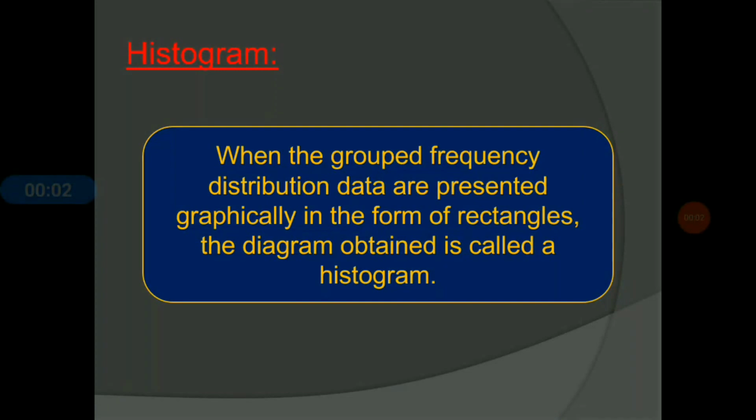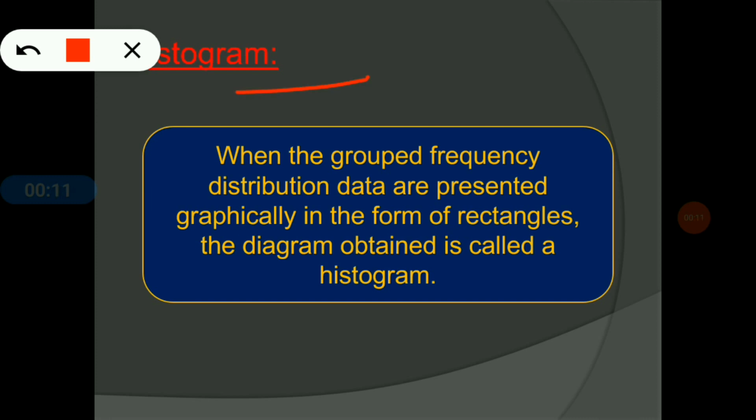Here is the slide for the definition of histogram. Learner, do you have any idea what we mean by a histogram? Histogram is basically one kind of diagrammatic representation of data, used when we have a grouped frequency distribution. Those data are presented graphically in the form of rectangles in the diagram, which is known as the histogram. So a histogram is a rectangular diagram presented when we have grouped frequency distribution data.